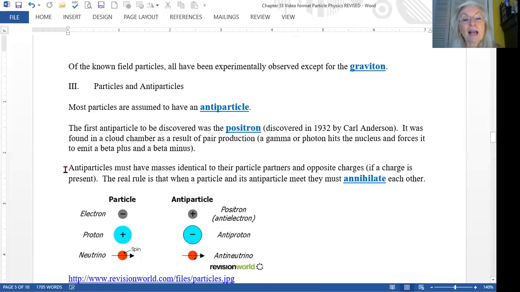Antiparticles have to have masses that are identical to their particle partners, but they have opposite charges. And then the real trick is that when you have a particle and its antiparticle and they meet each other, they're going to annihilate. So you'll end up with no particle, just a bunch of energy associated with this annihilation. As we see in the little graphic, electrons are the particle and the antiparticle is the positron. If a proton is the particle, the antiparticle is the antiproton. If the neutrino is the particle, the antineutrino is its antiparticle.